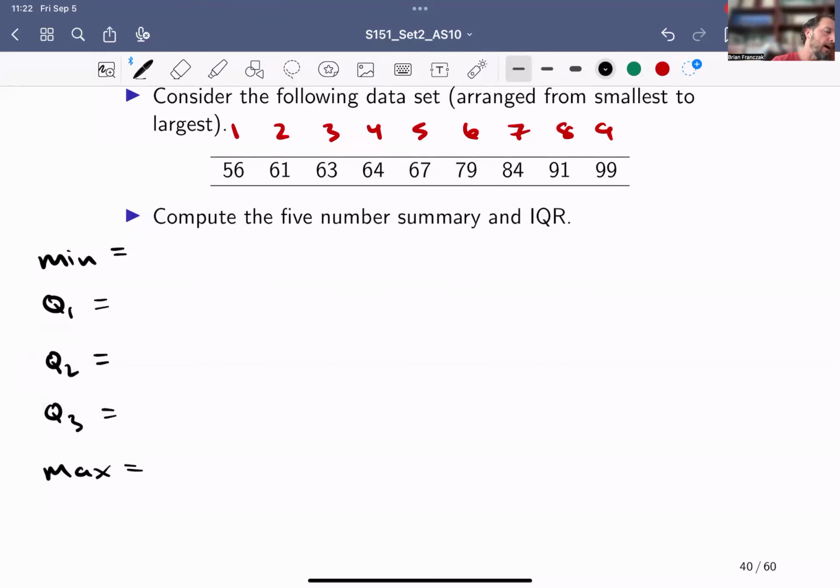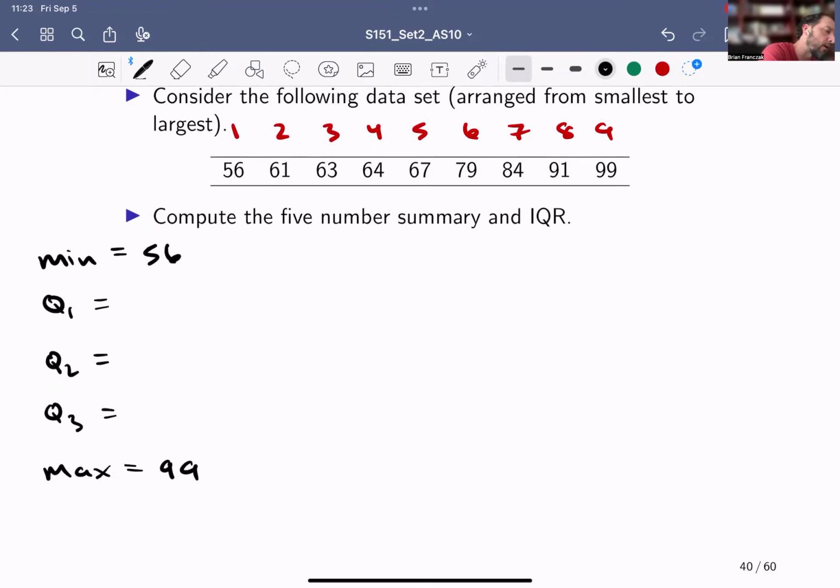Okay, so the min and the max are very easy to pick off in any given case, right? They are obviously just the smallest value in the data set and the largest value in the data set. Now, the next thing that we would do is find the median. So again, the median is the center point. We have an odd numbered data set.